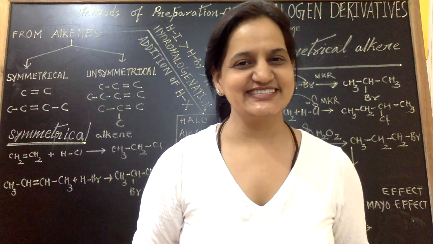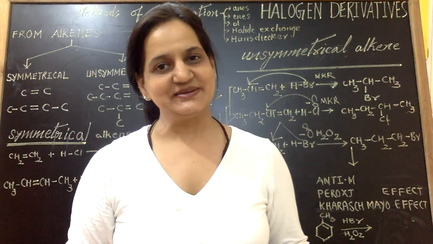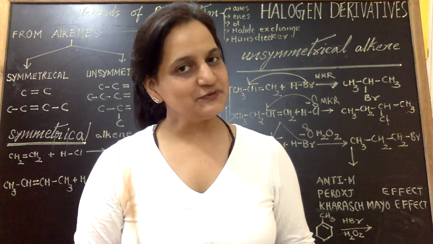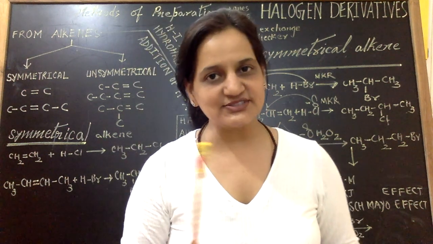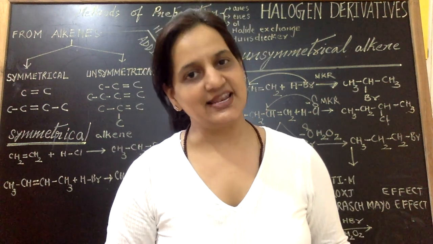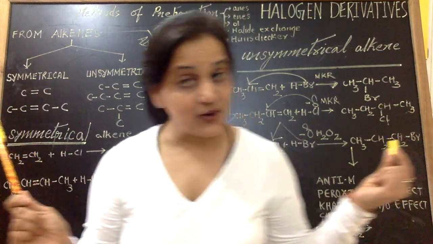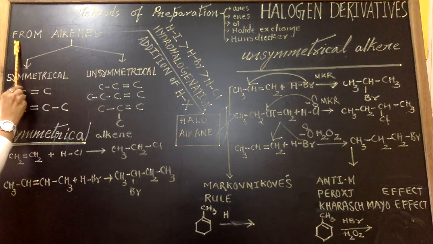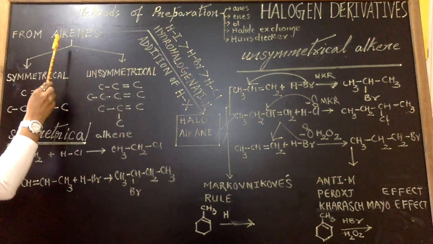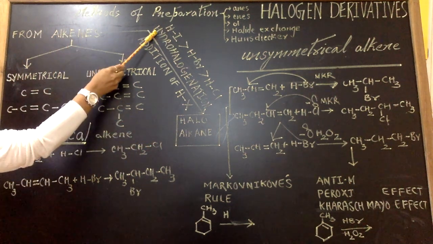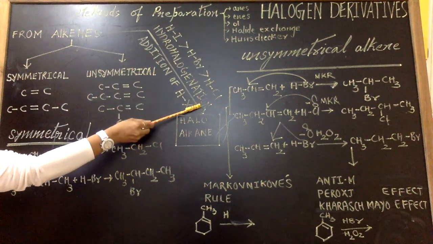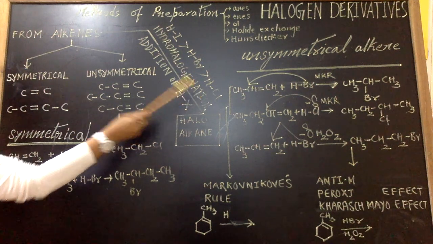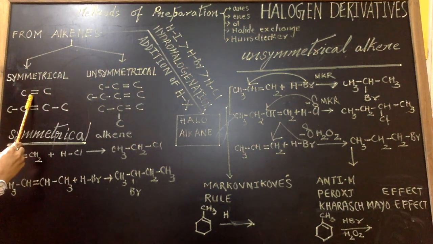Hi students! After completing preparation of haloalkanes from alkane, we move to the second method to prepare halogen derivatives of alkanes, and that is from alkenes. So look at the board. In order to prepare a haloalkane from alkene, we make use of hydrohalogenation, where we add a hydrogen and a halogen across the double bond.